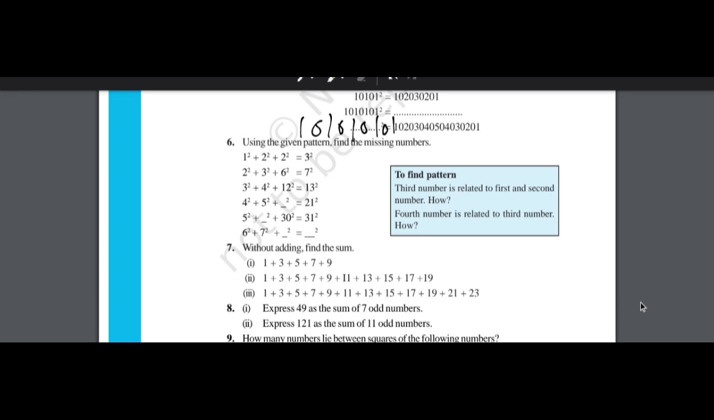So look here, 4 square plus 5 square. Which number will be added to give 21 square? First you have to find the answer. What is 21 square? 21 multiplied by 21, we get the answer. No, ma'am, the missing digit will be 20. Okay, 20. How did you find that 20?